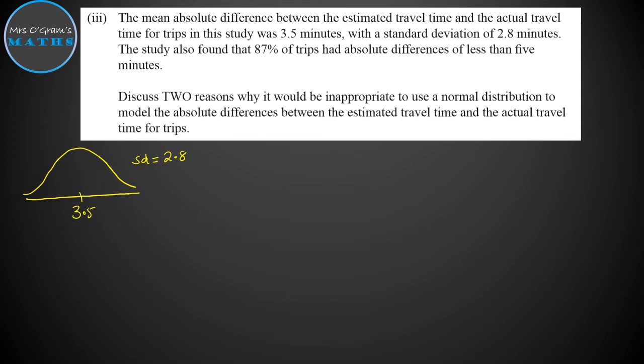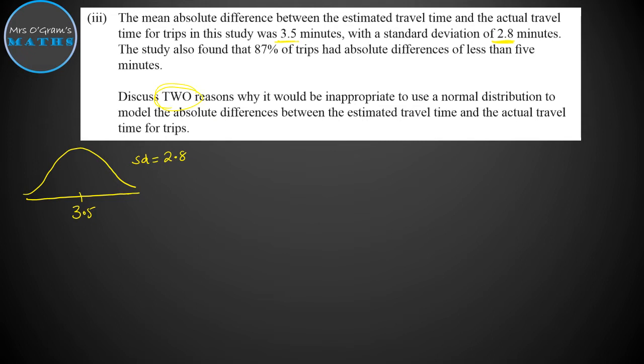Okay, so part 3 is asking us to take a look at a possible normal distribution to model these differences, with the mean time being 3.5 minutes and the standard deviation 2.8 minutes of difference between the actual travel time and the estimated travel time. So first of all, take a look at a picture. We're asked to give 2 reasons.